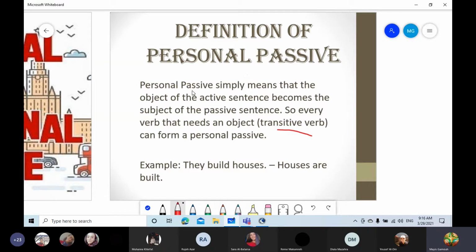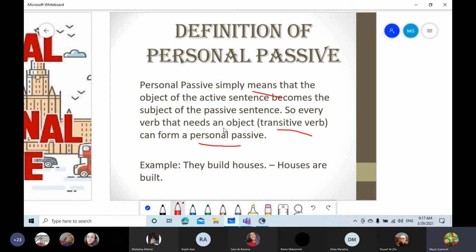All right, so here, what is the definition of the personal passive? When I say personal passive, it simply means that the object of the active sentence becomes the subject of my passive sentence. So I will insert the object because I have here a transitive verb, a full sentence with subject, verb, object. I insert my object at the beginning in order to become my subject. So every verb that needs an object, which is a transitive verb, can form a personal passive.